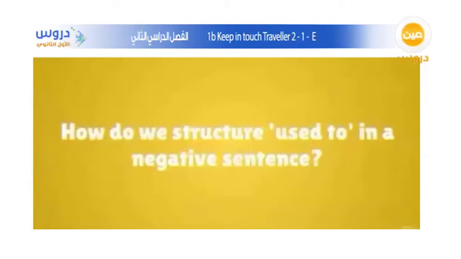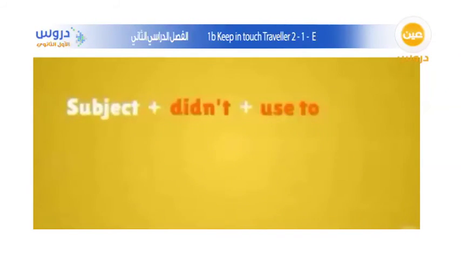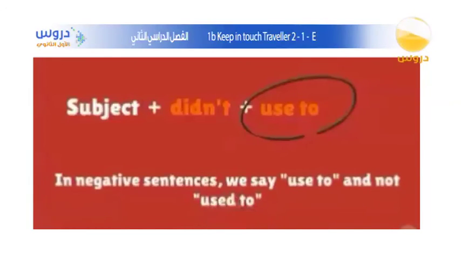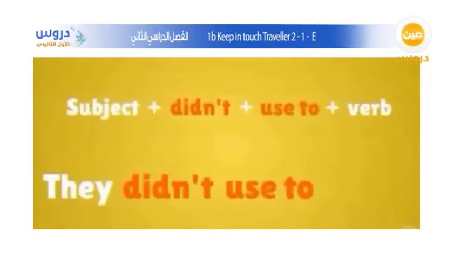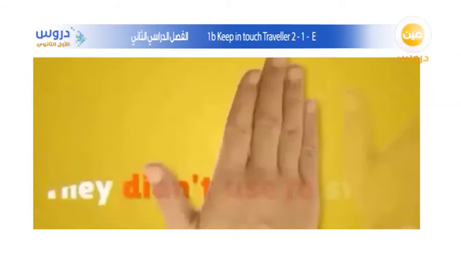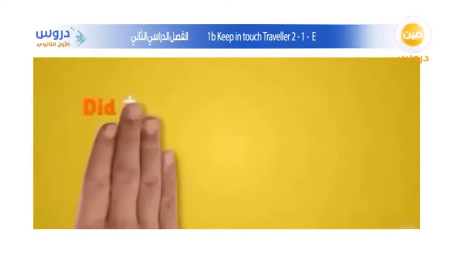How do we structure used to in a negative sentence? Subject plus didn't plus used to. In negative sentences, we say use to and not used to. Plus verb. They didn't use to study. How do we structure used to in an interrogative sentence? Did plus subject plus use to.